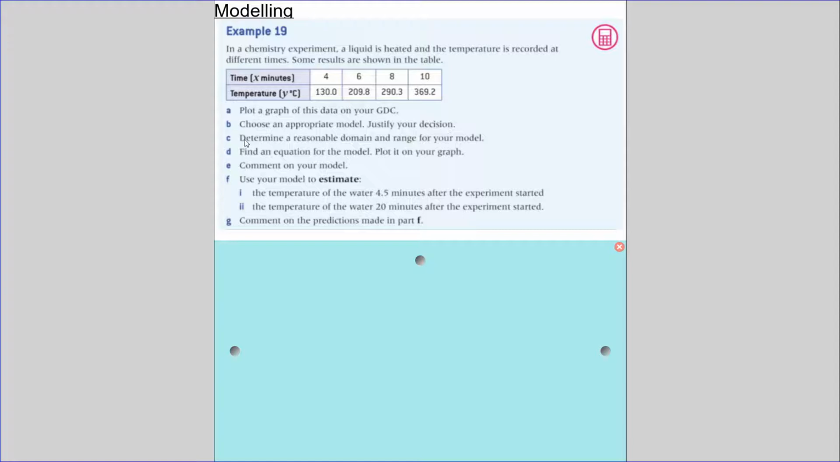This bit here, where it says determine a reasonable domain and range for your model, this is always the data you're given. So the domain will be between 4 and 10, and the range will be between 130 and 369.2. When we plotted the equation on our calculator, we got y equals ax plus b, and we were given values for a and b.